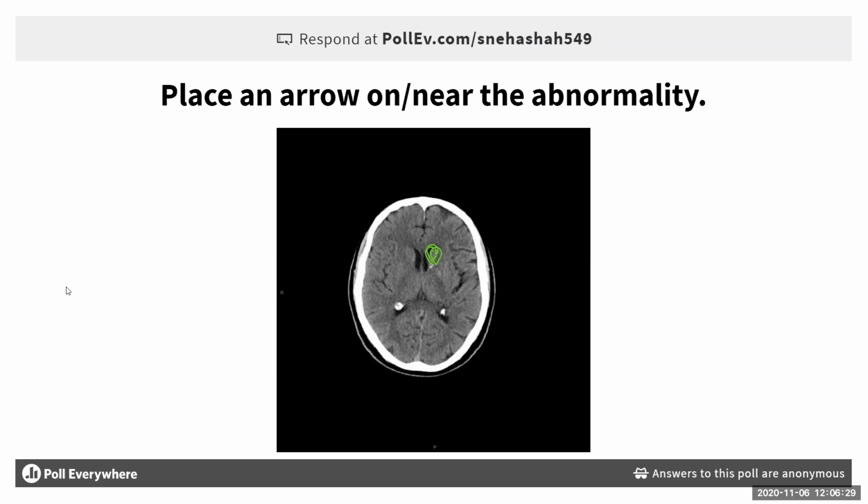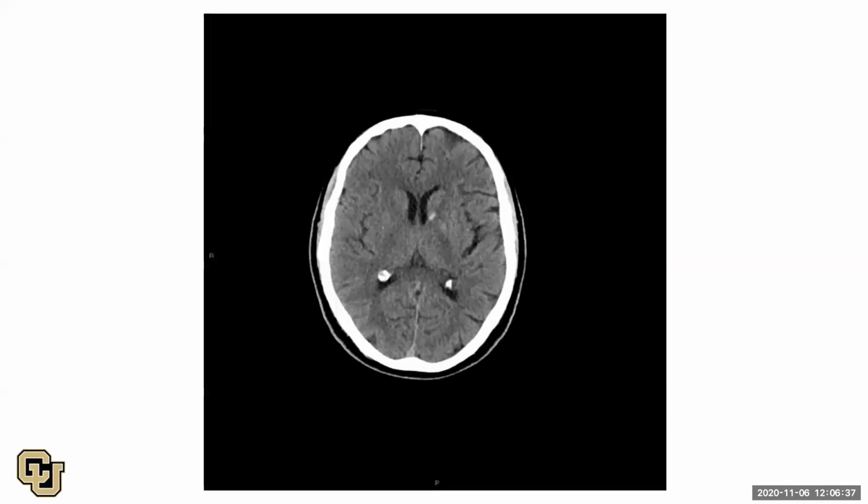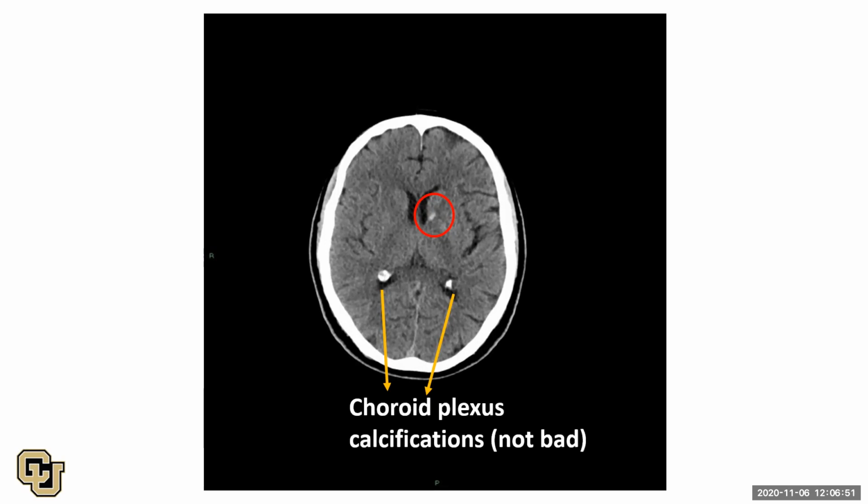Yes, the three people that answered the question got that correct. So great job identifying the subtle abnormality on this non-contrast head CT. What we're looking at here is an abnormality in the posterior head of the caudate, an acute hemorrhage. And just so you know, these are not abnormalities; in fact, they are choroid plexus calcifications, which are often seen as patients age.